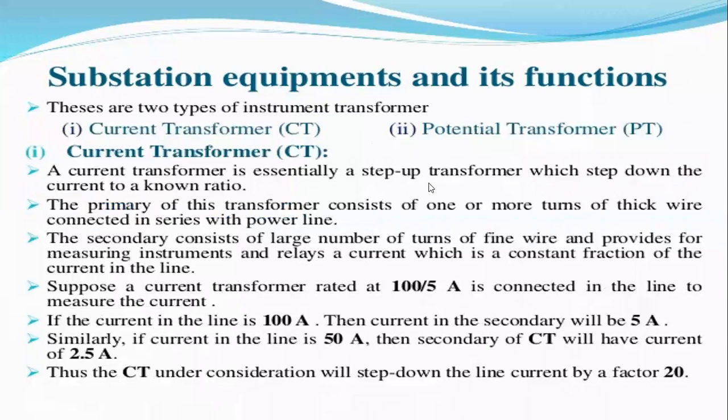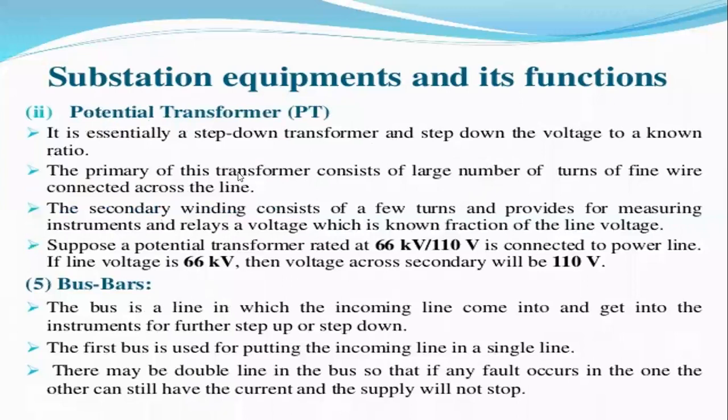Next, current transformers and potential transformers. Current transformers are used to step up or step down the current levels, and potential transformers are used to step up or step down the voltage levels. Next, bus bars. The bus bar is the line through which the incoming line gets into the instruments for step up or step down. The bus bars are used for incoming and outgoing lines.